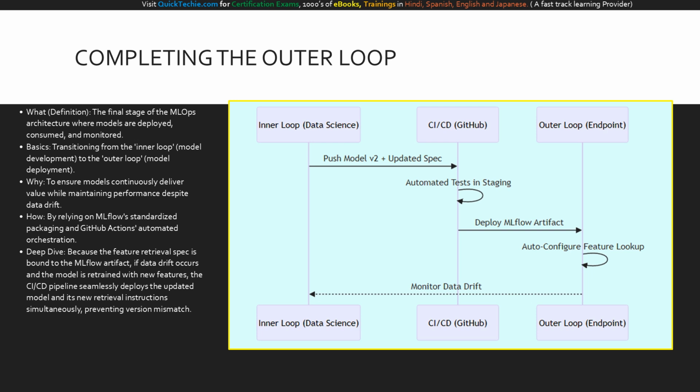Our final sequence diagram shows the continuous MLOps cycle. The inner loop pushes model v2 along with its updated feature retrieval spec to GitHub. The CI/CD pipeline runs automated tests in staging. It then deploys the MLflow artifact to the outer loop. The production endpoint automatically configures the new feature lookups based on the spec. Finally, monitoring telemetry feeds back to the data science team, restarting the cycle.